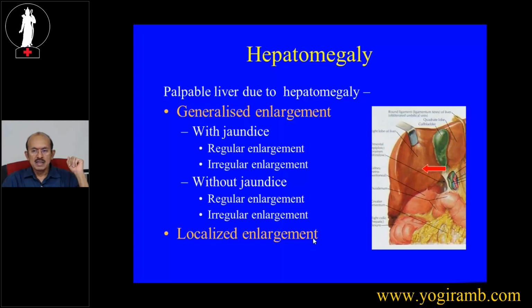It may be a localized enlargement of the liver, or it may be a massive enlargement. When the liver is enlarged below the level of the umbilicus, then we call that a massive enlargement.